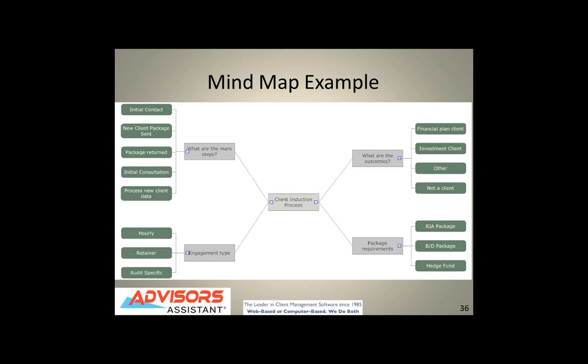This is a mind map example. And for this particular example, I'm using something called a client induction process. And as you can see, there were 4 major things that were identified at the beginning. What are the main steps? What's the engagement type? What are the outcomes? And what package requirements might be needed? This is a way of sorting through those issues and being able to juggle it around.